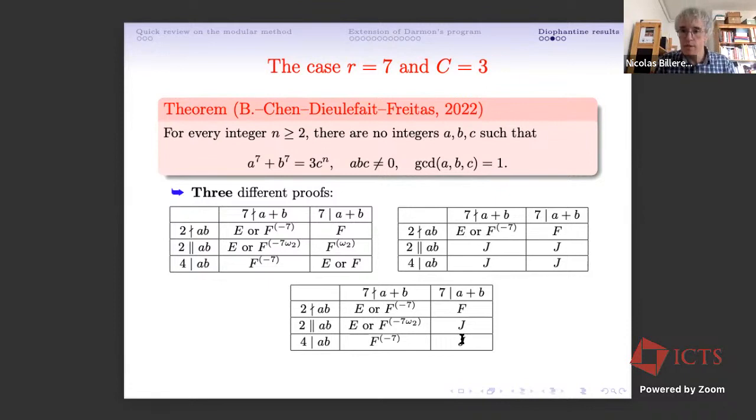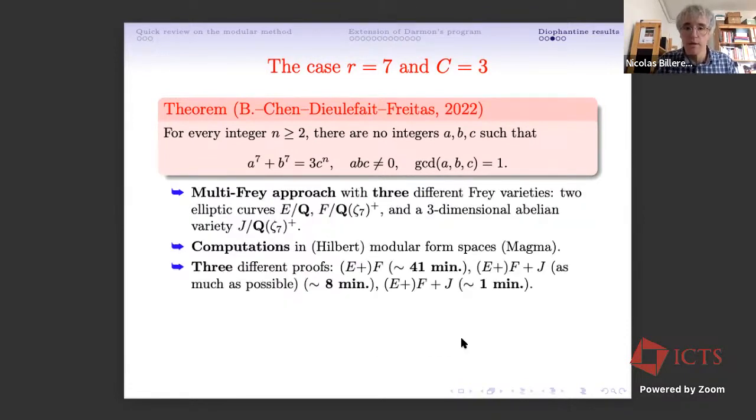And now we can compare these approaches. So we use a multi-Frey approach using the three Frey objects. We use computation, and we have three different proofs. The first proof, which was using only elliptic curves, takes 41 minutes using Magma. The second proof, which is using F and J as much as possible, takes 8 minutes. And the third proof, which is using a more balanced mix of elliptic curves and abelian variety of dimension greater than 1, takes only 1 minute. And that's a bit surprising.